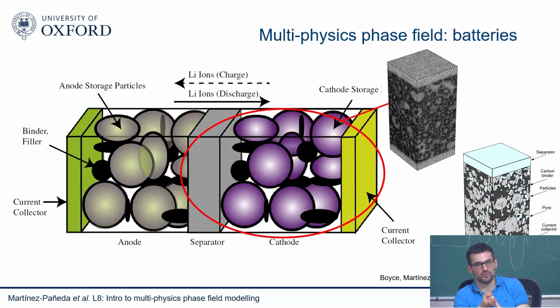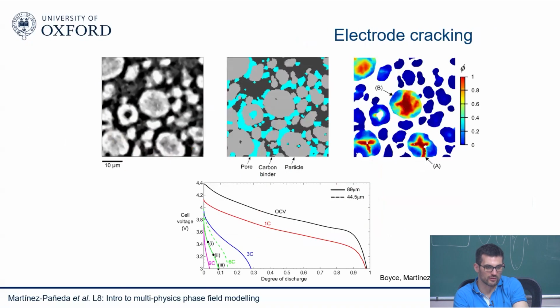You're solving the transport of lithium, so there's a transport boundary condition where the concentration flux is applied. You're solving the mechanical deformation problem and then the phase field. And then what you have is different materials. So this is what you see here.